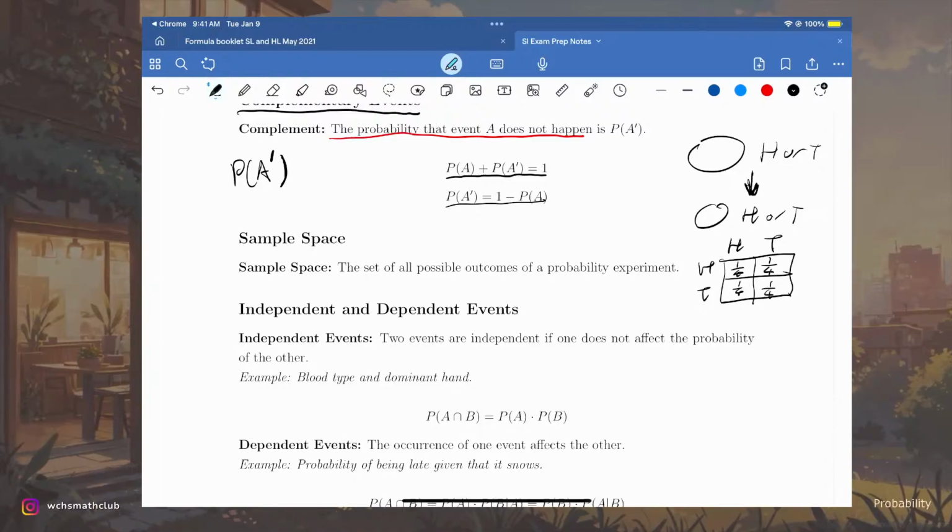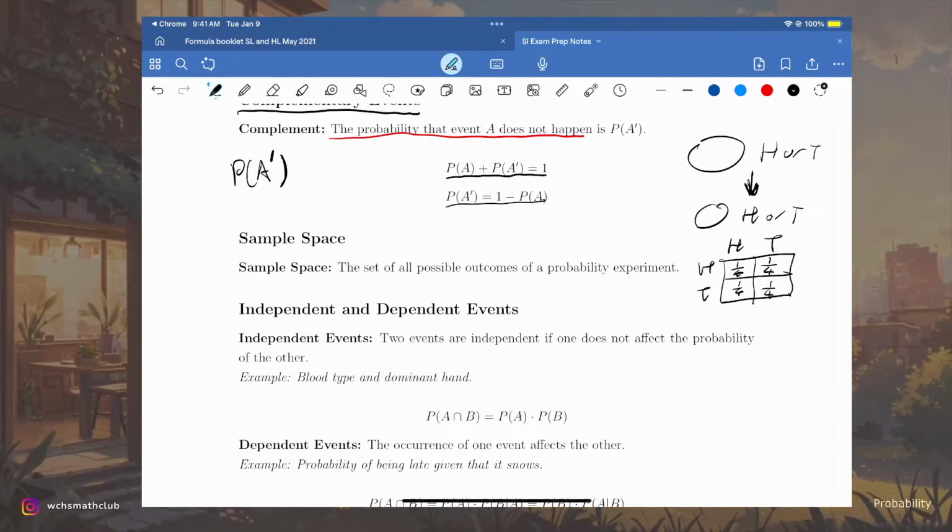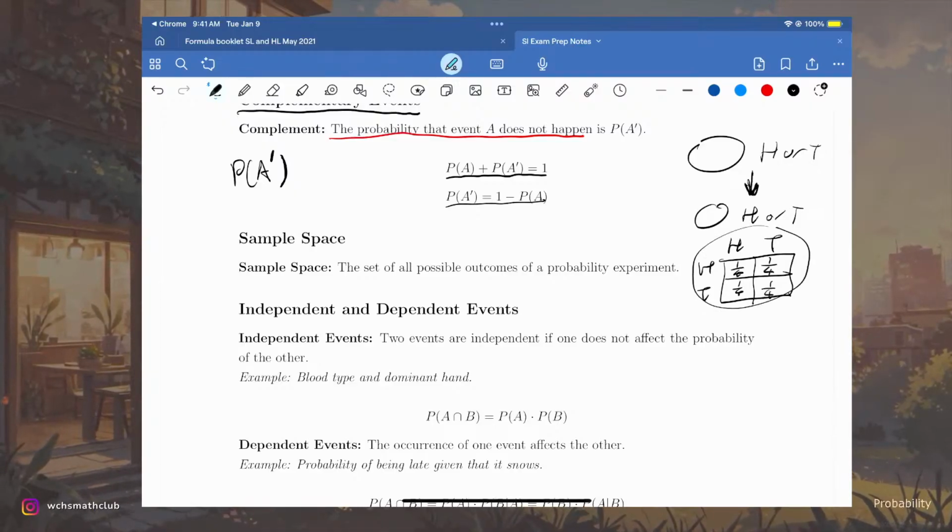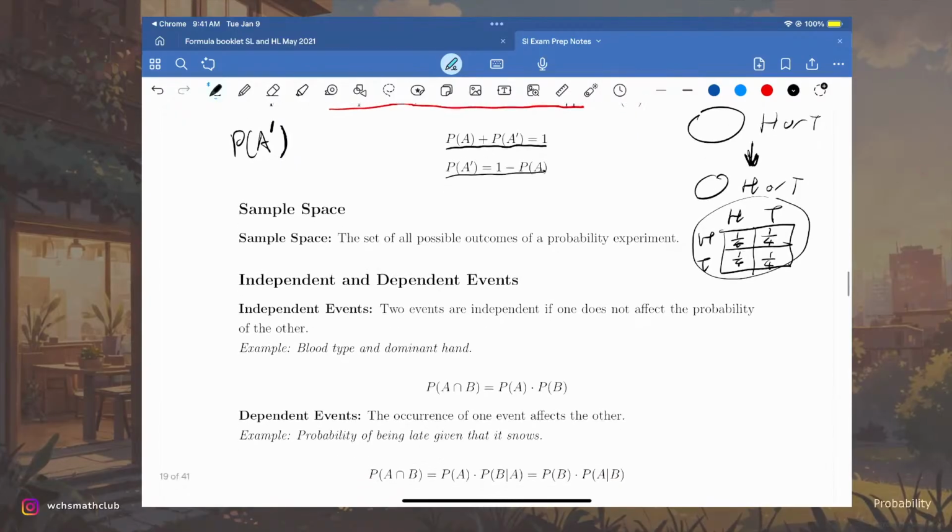This one is not likely to be tested. But in the rare occasion that this does appear on the SL exam, you want to be able to know how to read the matrix and also calculate probabilities for each of the outcomes.